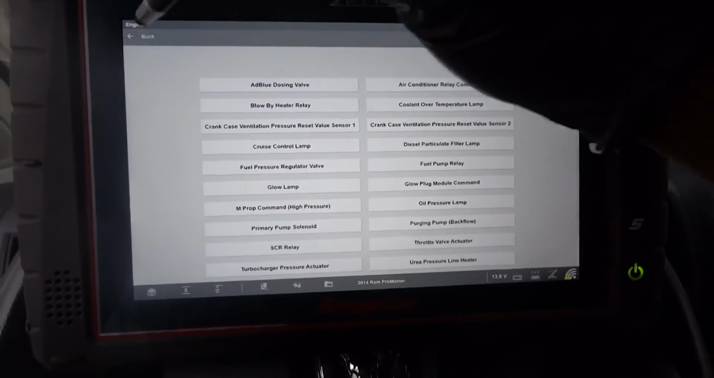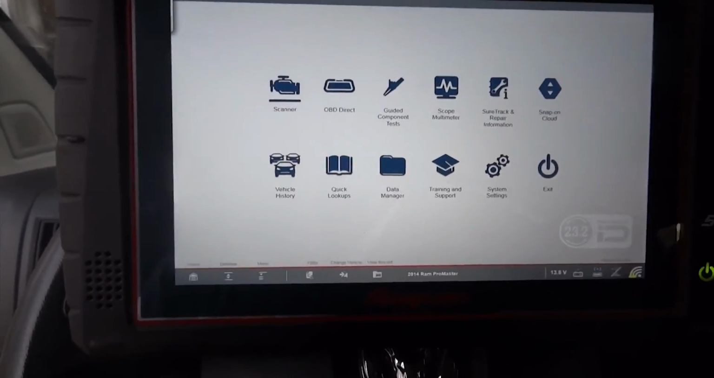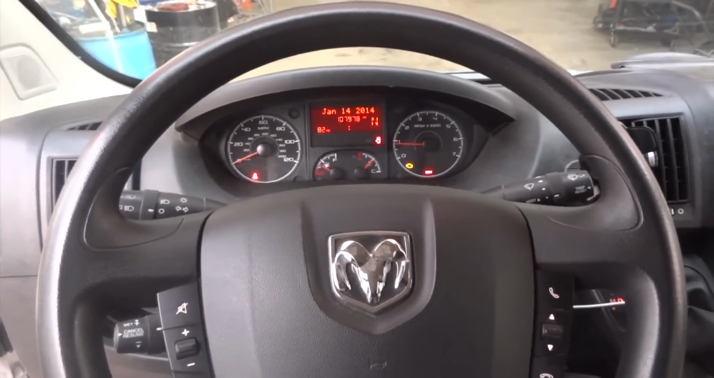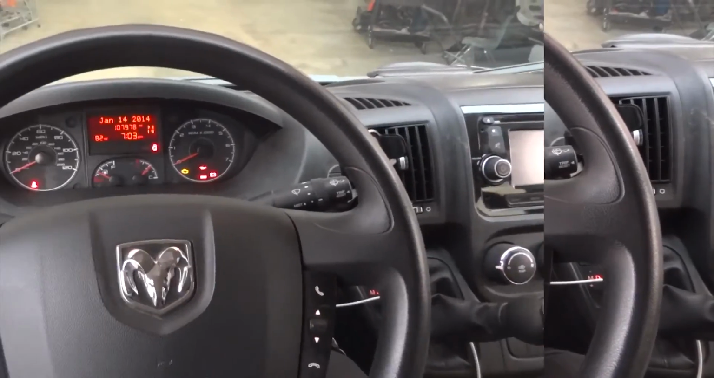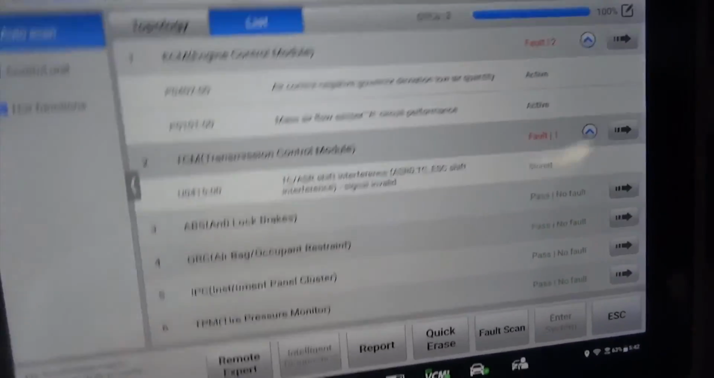So it's time to bring out the RTL. I'm gonna bring out the RTL and then I'll bring you guys back up. Let's see if our RTL can do the forced regen on this one. I got the RTL tool connected to the vehicle. We have the same trouble codes.